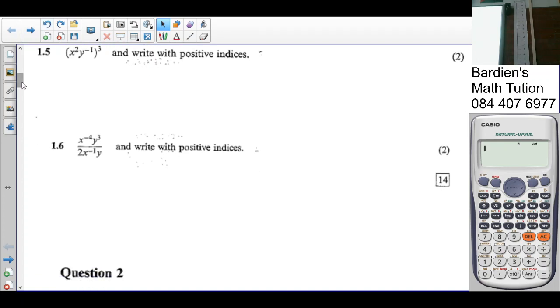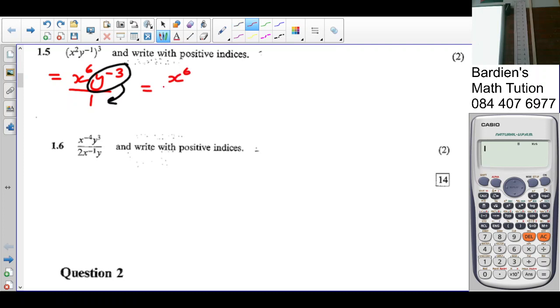1.5. You have x squared y to the minus 1, all raised to the power 3, right, with positive exponents. In this case, I said indices. As we know, indices are exponents. Not so? Right? So what you need to do first is to multiply the exponents. So it will be x to the 2 times 3, which is 6, y to the negative 1 times 3, which is negative 3. So as you can see, that's naturally over 1. Because this exponent is negative, where must it go? To the bottom. So it's going to give you x to the 6 over y cubed. Any confusion there?